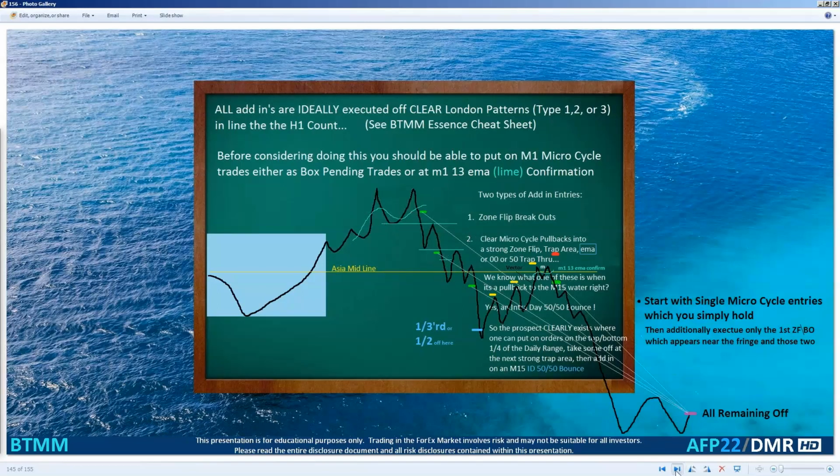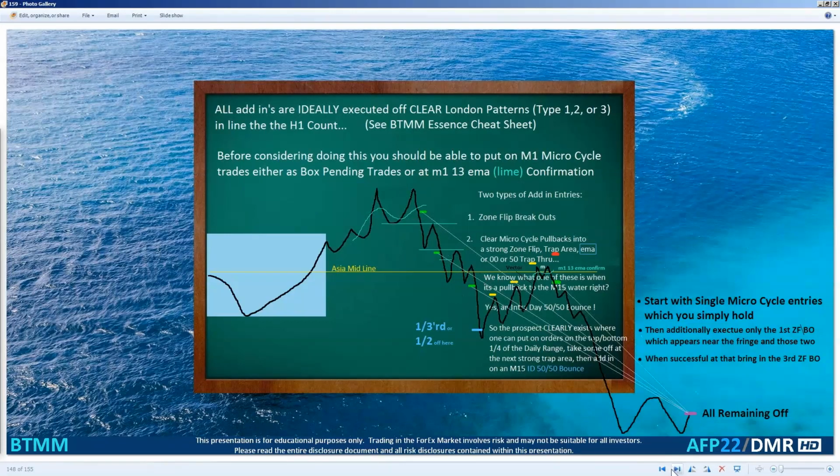All right? Then as you get proficient at that, you're going to have two positions on. Maybe take all of it here, maybe take a third, maybe take a half, and then leave the rest to run into this area down here. You had no drawdown for the entire day, nothing to stress about. That's an easy starting point. Okay, if you're adding in one additional time, that's the safest of these zone flip breakouts, the one that's closest to the fringe.